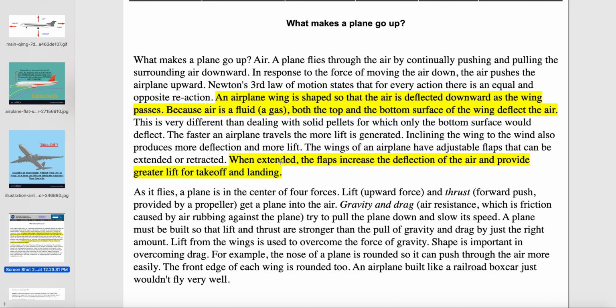Lift from the wings is used to overcome the force of gravity, weight. Shape is important in overcoming drag. For example, the nose of the plane is rounded so it can push through the air more easily. The front edge of each wing is rounded too. An airplane built like a railroad boxcar just wouldn't fly very well. So they're basically saying that the whole airplane is designed to take advantage of lift. That's the whole point of it, is taking advantage of the air pressure differential.